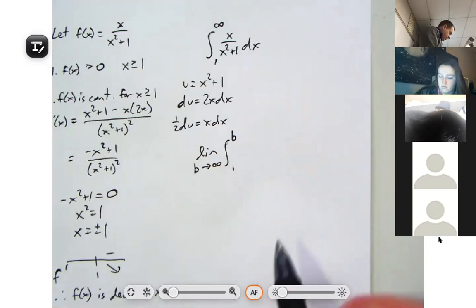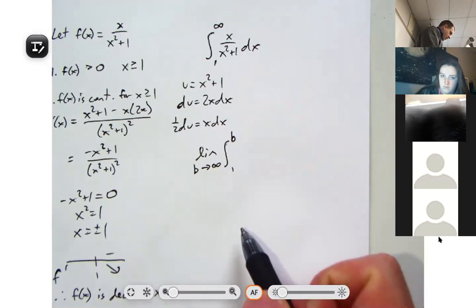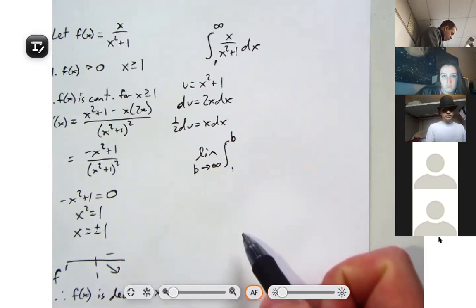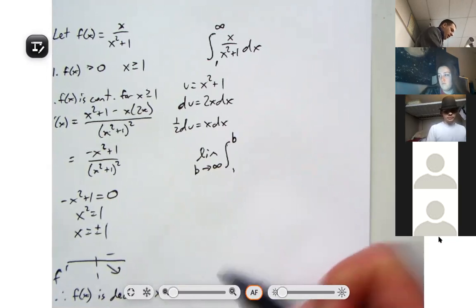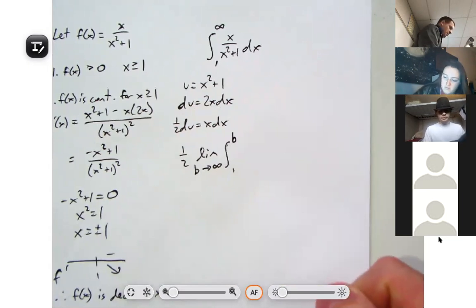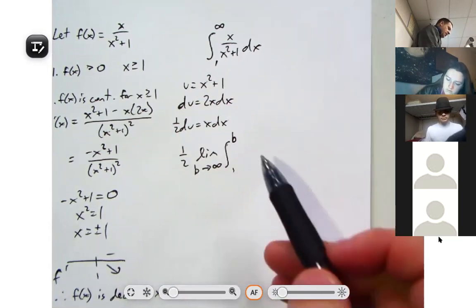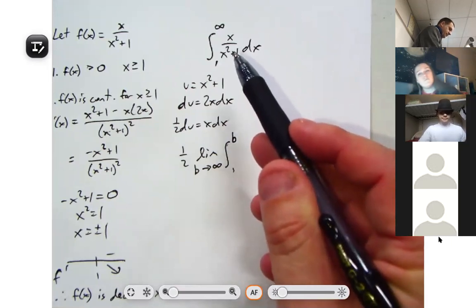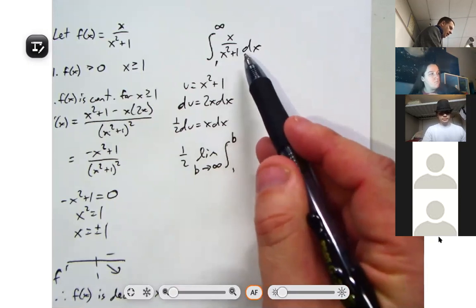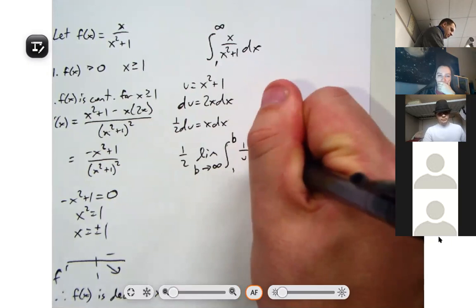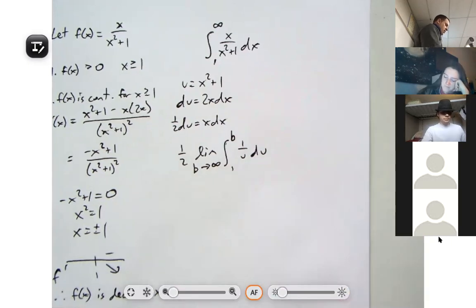Then I am going to plug in my stuff. I did this pretty grossly on my actual key. I skipped a lot of stuff. But anyway, I'm going to put the 1/2 out in front. I didn't do this on my key, but I'm going to do this instead. And then it's going to be, oh, I know why I did it. I'll explain it here in a second. So it's going to be 1 over u du.